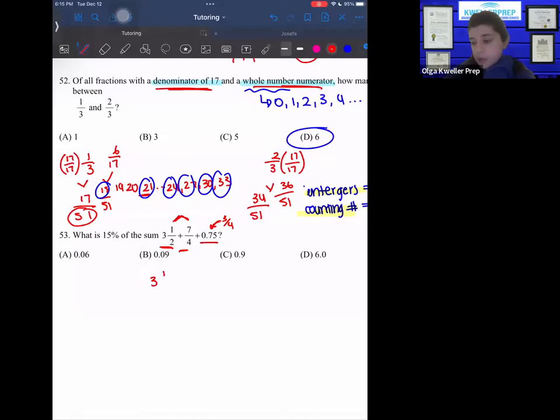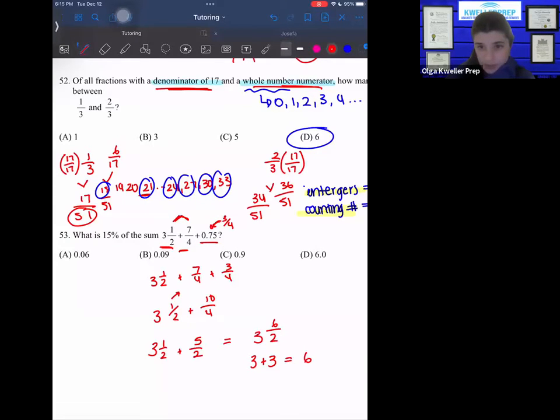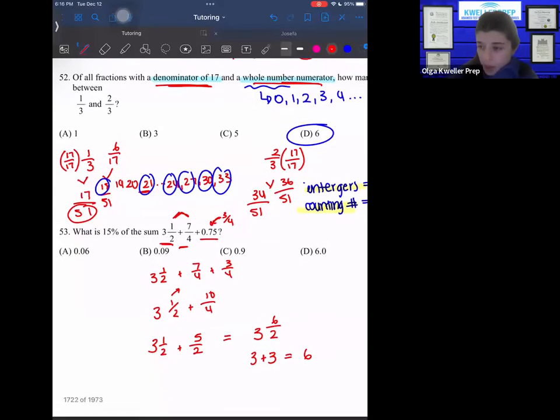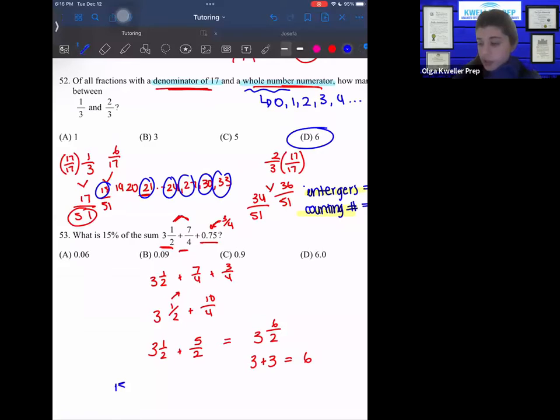So this becomes 3.5 plus 7/4 plus 3/4. So then this can be 3.5 plus 10 over 4. And then you can either turn this into fourths or you can divide that by 2. So let's say we divide by 2, we're going to have 3.5 plus 5 over 2, which then simplifies to 3 and 6 over 2, or just 3 plus 3, which is 6. Okay, so now the question becomes 15% of 6, which is a much easier question, right?